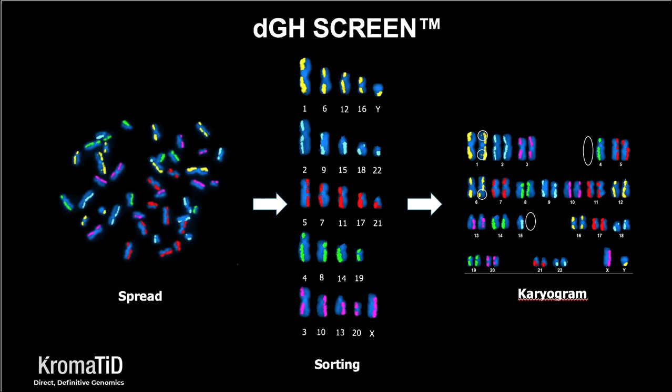Now let's talk about what this assay is in practice. Here's how I sort and identify the chromosomes from a single cell. Metaphase spreads prepared for DGH SCREEN are imaged and then arranged into karyograms based on the color and shape of the painted chromosomes. I then identify the variants present in the cell based on the changes in expected signal patterns. For instance, on chromosome 1, there are 2 small inversions and 1 homolog of chromosome 4 is missing.